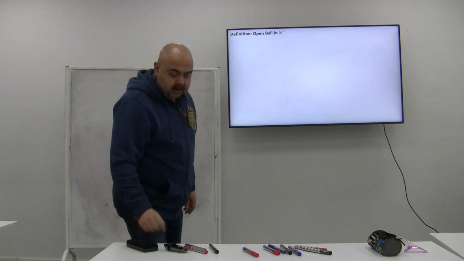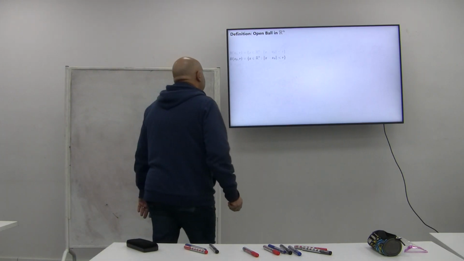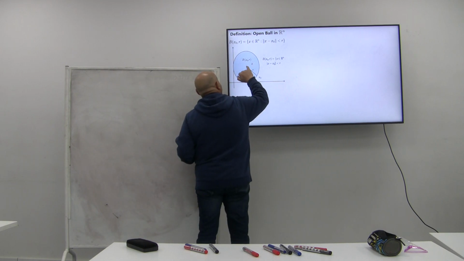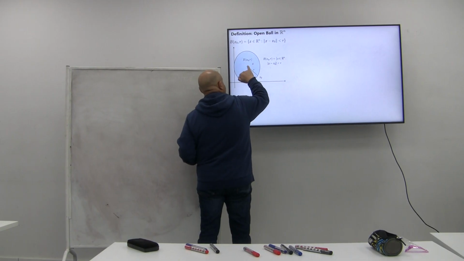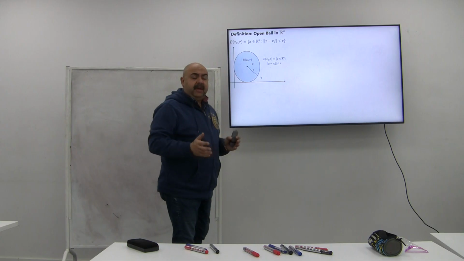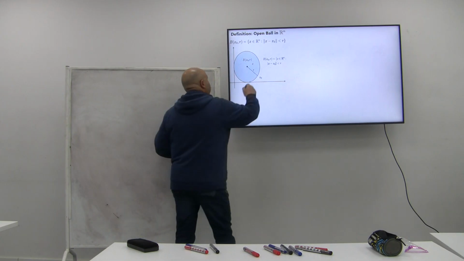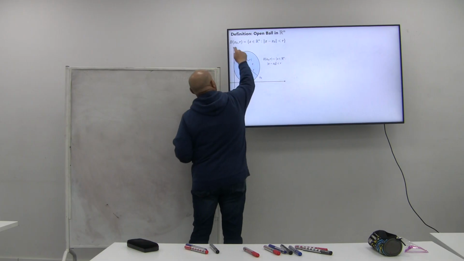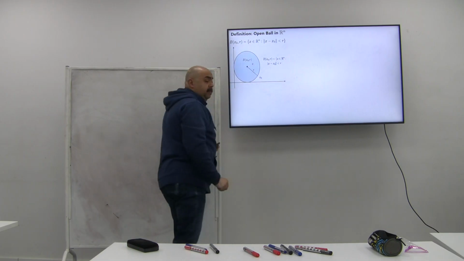So once more, what do we mean by an open ball? In 2 dimensions, an open ball means that there is a circle centered around the point x node, with radius R, which is greater than 0 but less than the distance connecting these 2 points, and there is no boundary, of course. It can be written like this. That's the symbol of an open ball.